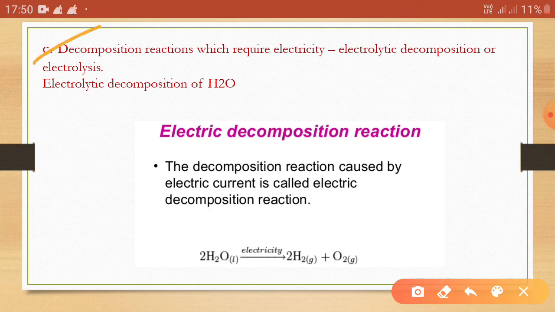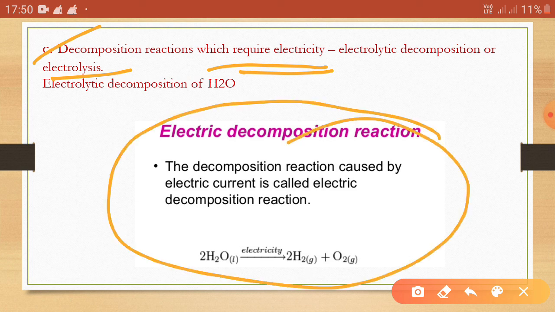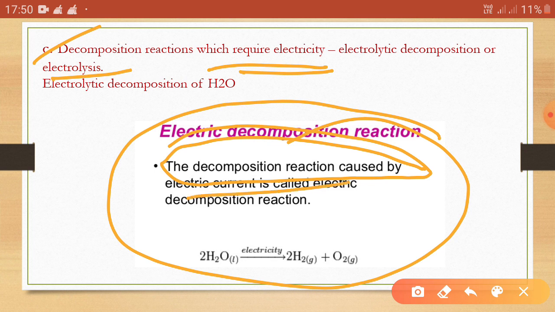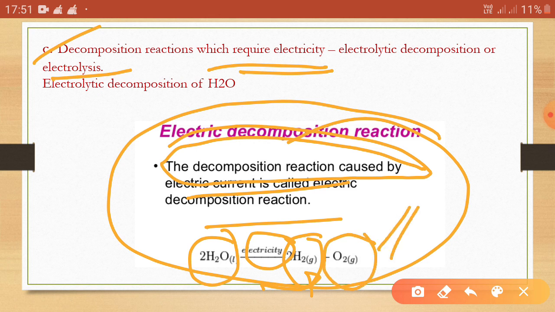The next decomposition reaction is electrolysis, as it requires electricity. So we are looking at the electrolytic decomposition of H2O, or water. The decomposition reaction caused by electric current is called electrolytic decomposition reaction. Here, using electricity, water results in hydrogen, H2, and oxygen, O2. So this reaction happens in the presence of electricity, so it is known as electrolytic decomposition or electrolysis.